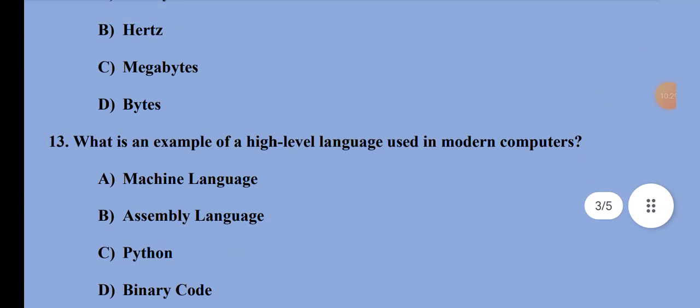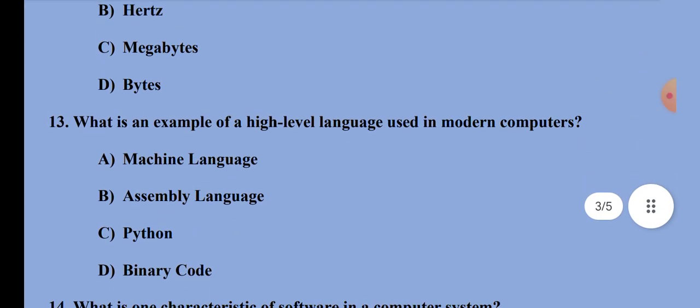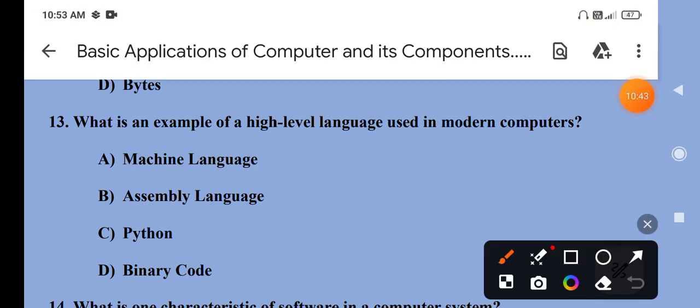Moving to our next question. What is an example of a high-level language used in modern computers? We have four options. Option A, machine language. Option B, assembly language. Option C, Python. Option D, binary code. The right option is option C, that is Python. Python is a high-level programming language that is easy for humans to read and write, unlike low-level languages.